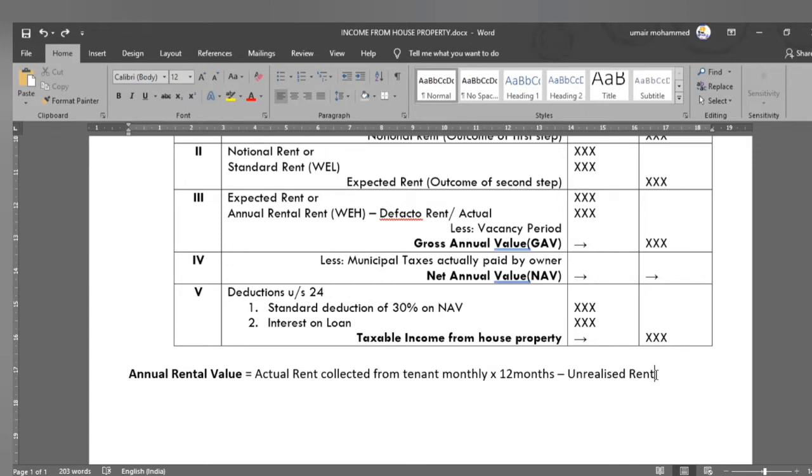And the income tax department has also put it very straightforwardly that if you want to claim unrealized rent, you can't do it just like that. You have to prove that you have taken all these serious steps to collect rent from the tenant. First, you have to prove that. So your claim has to be genuine.